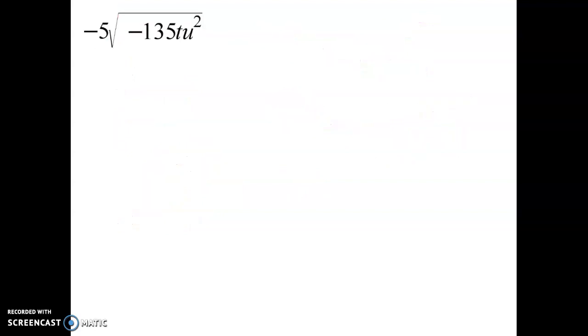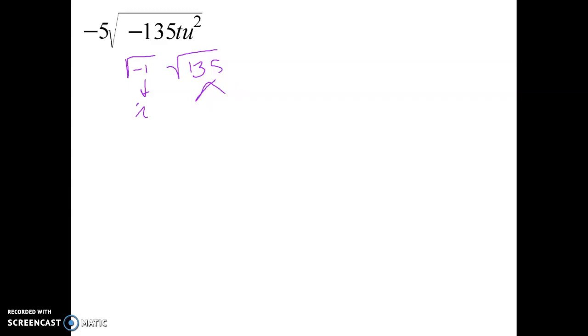Okay, one more. Let's do this one. So this one has a number on the outside, but this time the number on the outside is negative, and I notice the number on the inside is negative. So what is that going to mean for my final answer? Well, it means my final answer is going to be negative, but also it means my final answer is going to have an i in it, because the square root of -1 is i. All right, let's do a factor tree.